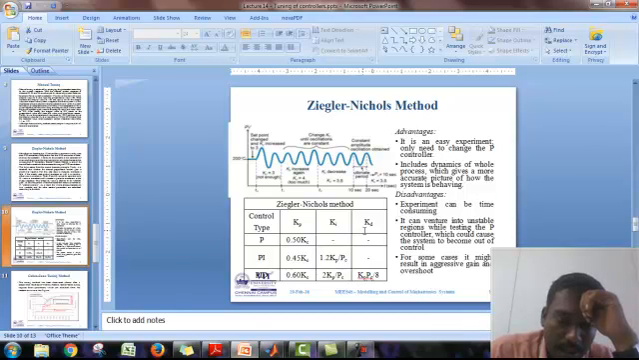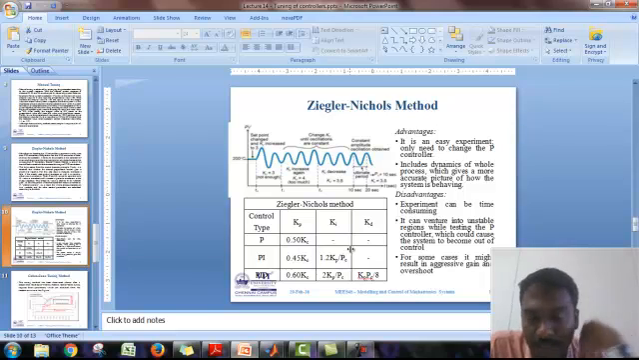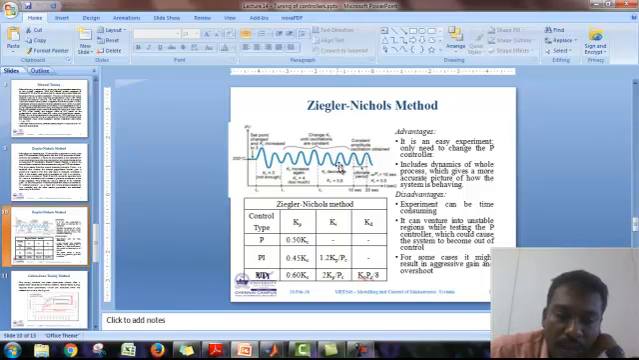The advantage is that it's an easy method. To change controllers, once you find that critical value, it's very easy to find the controller values keeping the same critical value. We also need PC, the ultimate period. For one oscillation, we find the starting time and ending time, the time period taken for one oscillation of the stable response. That is called the ultimate period, PC.